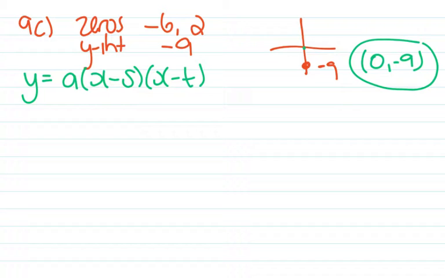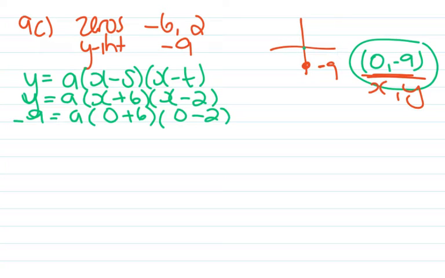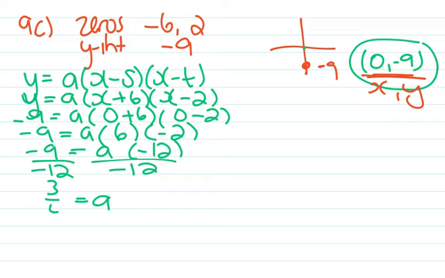We'll plug in what we know, which is the zeros. Y equals a(x minus -6), so that becomes x plus 6, and (x minus 2). Then we'll take this point and plug it in for x and y. So we have -9 equals a(0 plus 6)(0 minus 2). -9 equals a times 6 times -2. -9 equals a times -12. Divide both sides by -12. A equals 3/4.